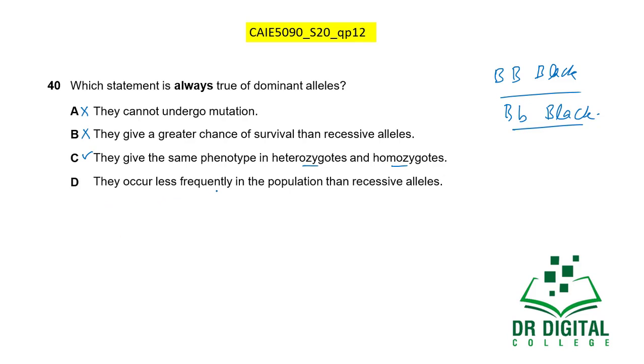They occur less frequently in the population than recessive alleles. Once again, the frequency is not related to whether an allele is recessive or dominant, rather it is related to its adaptation to the environment. So option D is wrong. The answer for this question is C.